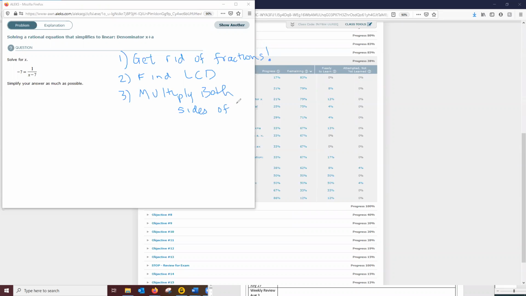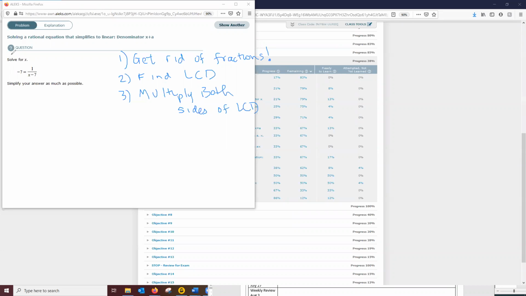Now, this isn't normally what you do with a least common denominator. Usually a least common denominator is a way to add or subtract fractions. But we're taking this step because it turns out if you multiply both sides of an equation by an LCD, the fractions get canceled out. So this is a special procedure in order to get rid of fractions. So let's apply it to this example.